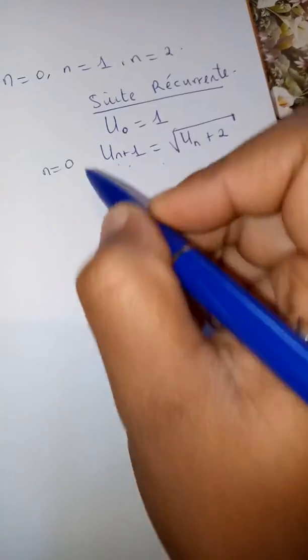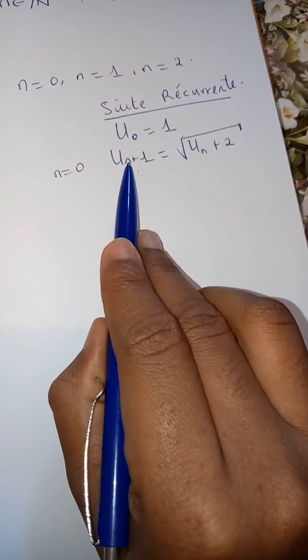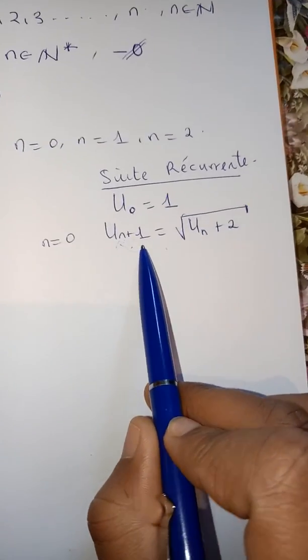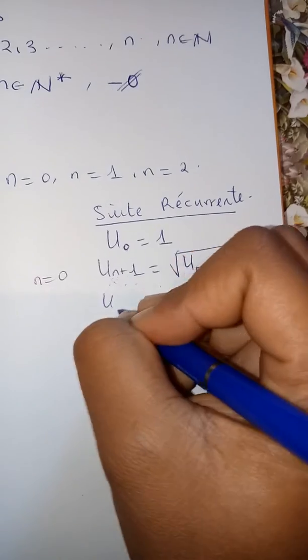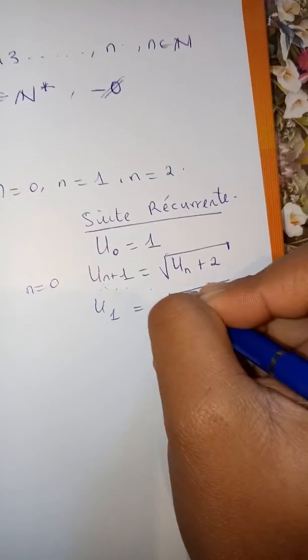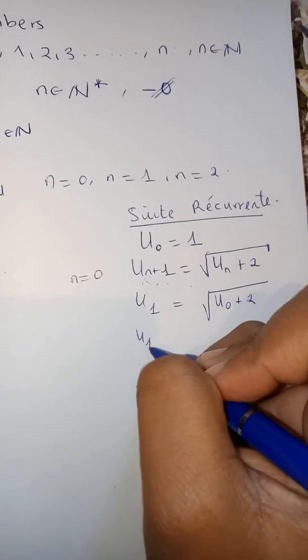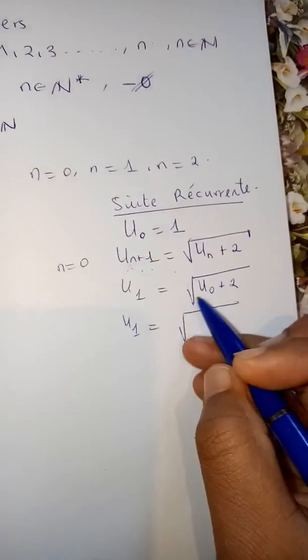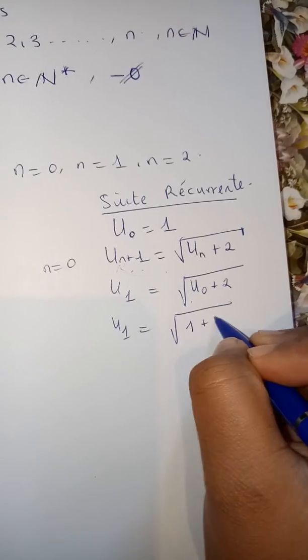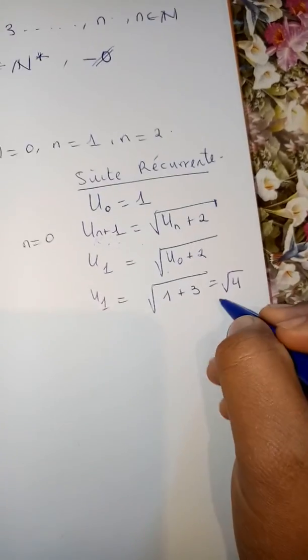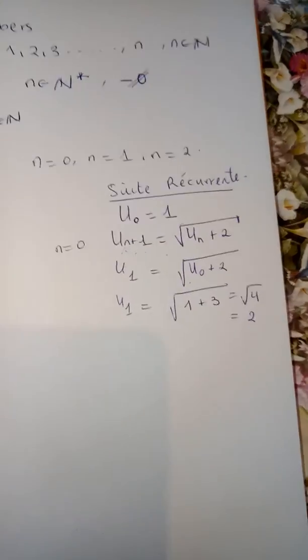Now n is equal to 0. If I replace 0 in this n, I'll be having 0 plus 1. And if I have 0 plus 1, that means I have u1 is equal to racine de (u0 plus 2). Now u0 is what? 1. 1 plus 2. So we're having racine de 3.